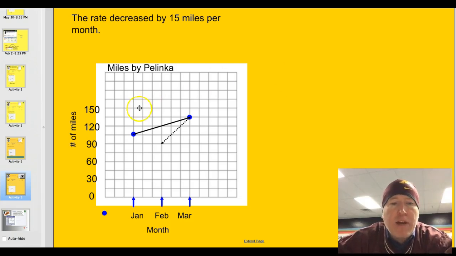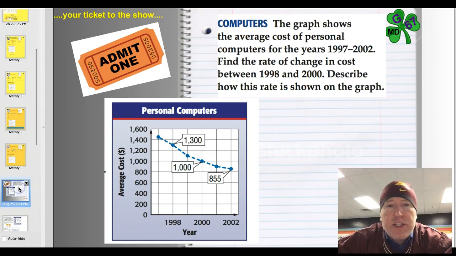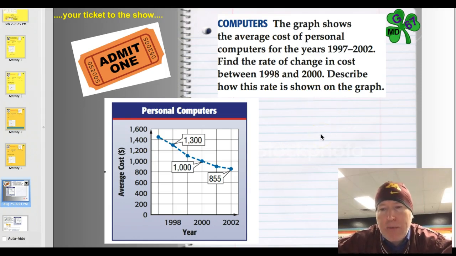All right, I think you've had enough there. It's time to take a look at our ticket to the show. This time, instead of a table, you're going to be reading information right off the graph here. So computers: the graph shows the average cost of personal computers for the year 1997 through 2002. Find the rate of change in cost between 1998 and 2000 and describe how this rate is shown on the graph. You're doing exactly what we've been talking about here for the last 11 minutes. All right, go ahead and copy that down. I'll give you a second before I move on.